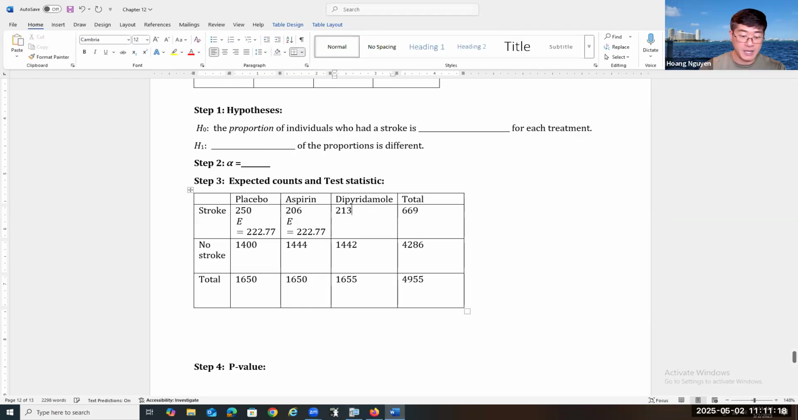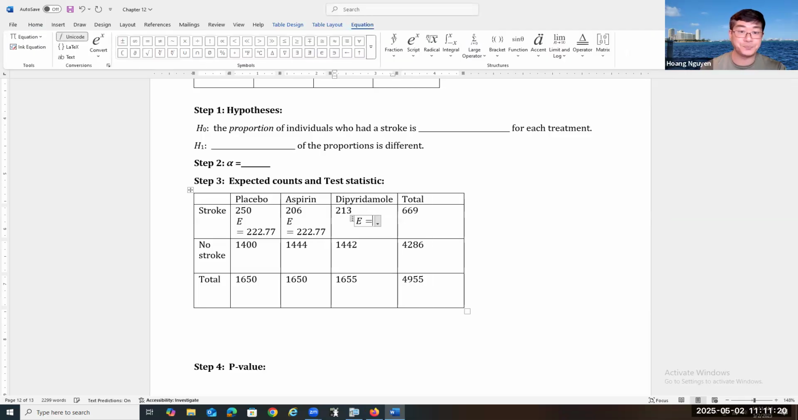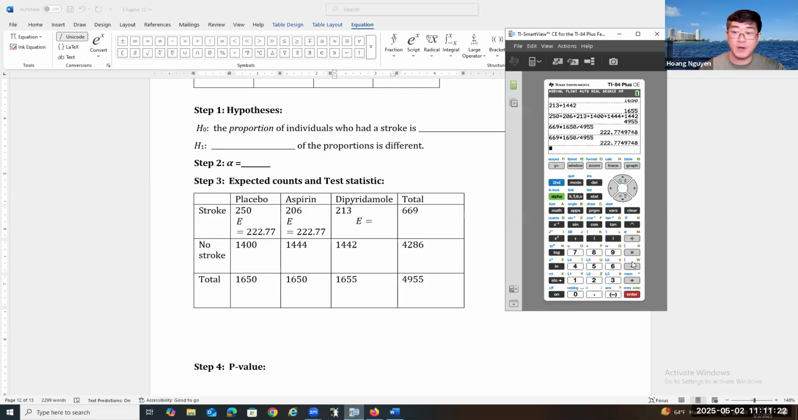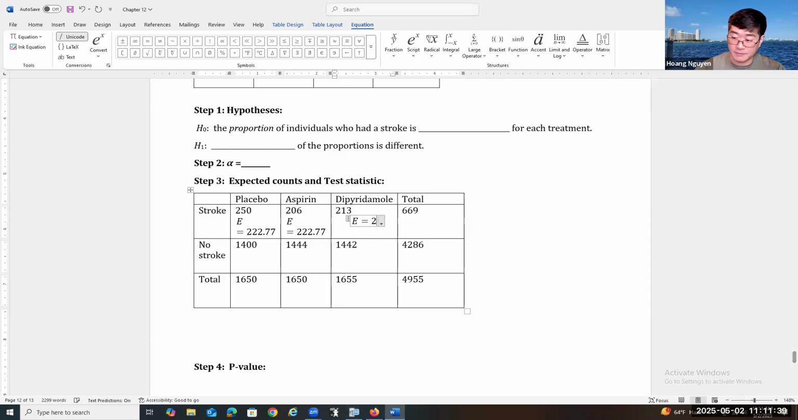Now the third one will be a similar idea. The row total will be 669 times the column total 1655, divided by 4955. That's going to be 223.45.